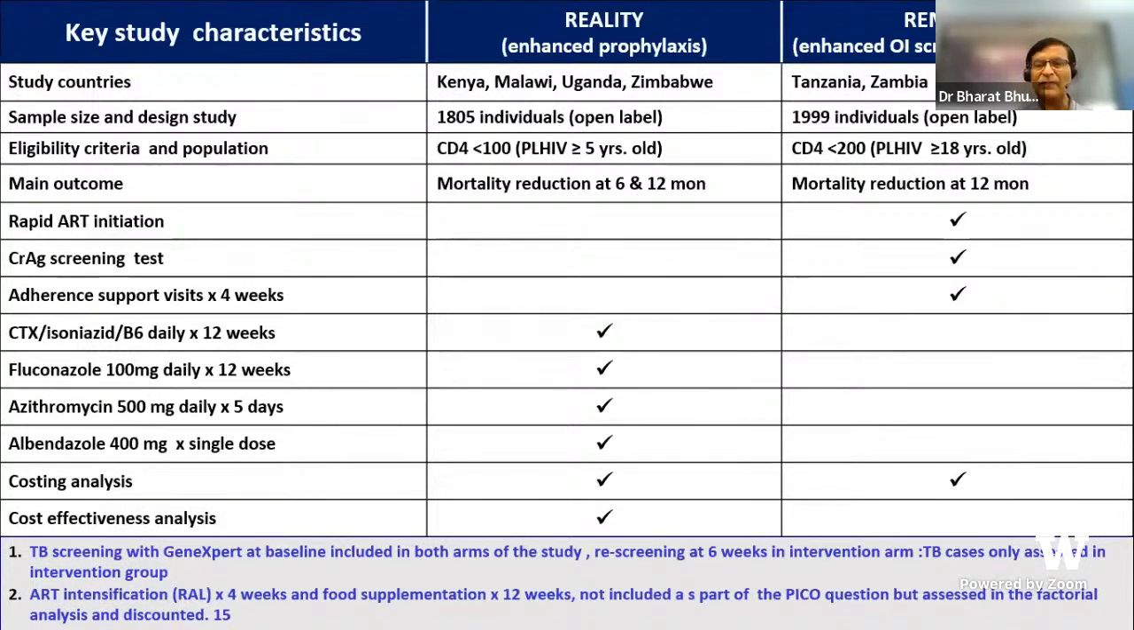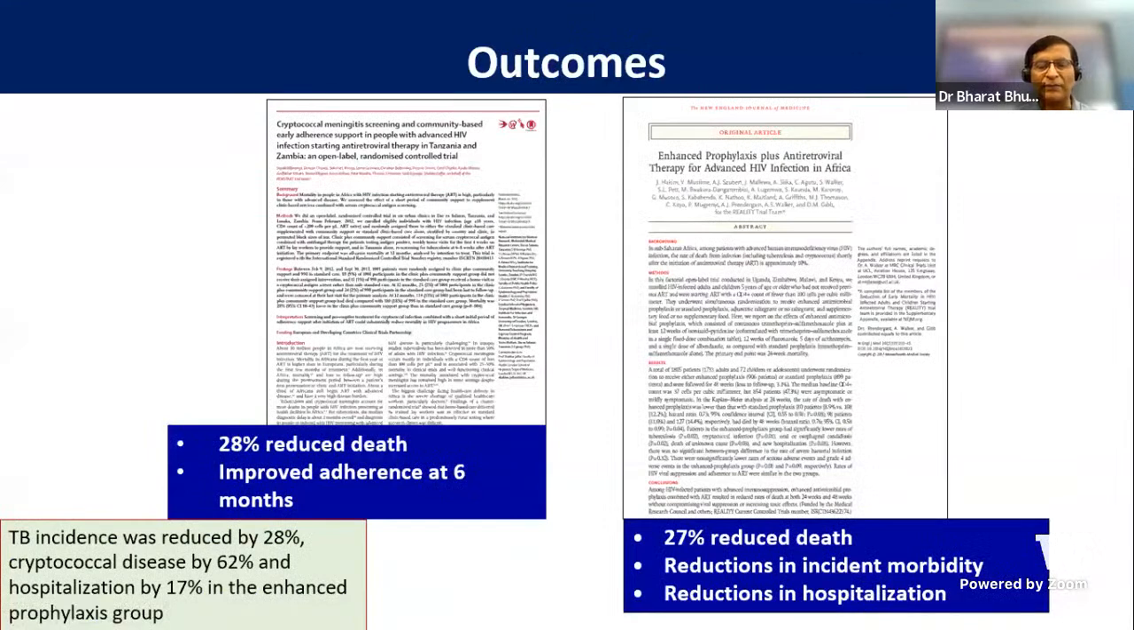Similarly, the REMSTART study was done in Tanzania and Zambia on 2,000 individuals with CD4 count of less than 200. They were all provided with rapid ART initiation, cryptococcal antigen screening, and additional adherence support for 4 weeks. And again, this showed an additional benefit in terms of reduction of mortality in both studies. Some of the papers published from these studies concluded that there is a 28% reduction in deaths and improved adherence at 6 months when you provide these additional interventions.